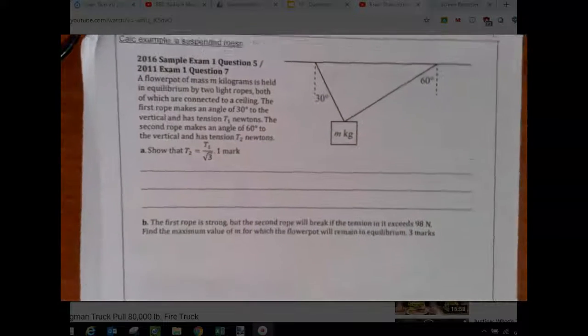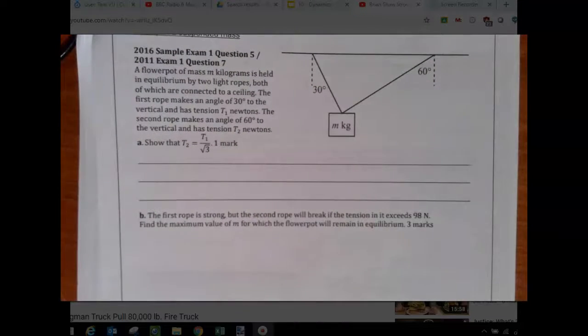Probably easier than anything we've looked at so far, but it does involve an extra dimension, and we've got things running at an angle. But take a moment and have a go at both parts A and B. Alright, so you paused the video and had a go.